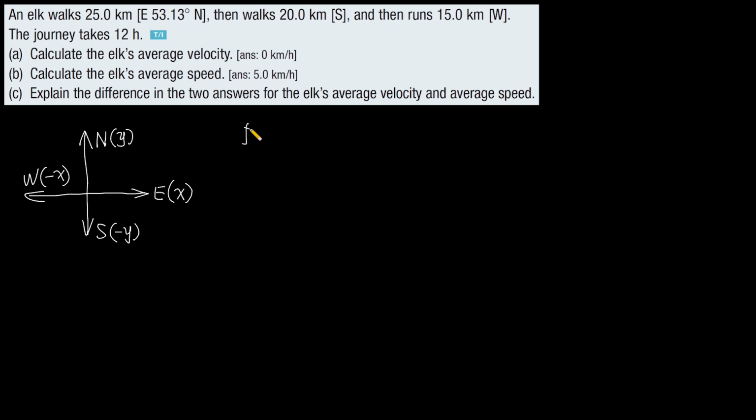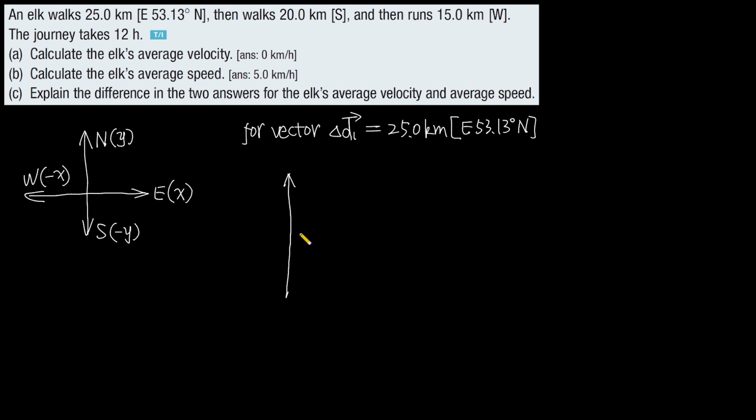Now for vector delta D1, this is 25 kilometers east, 53.13 degrees toward north. For this vector, I draw the graph.